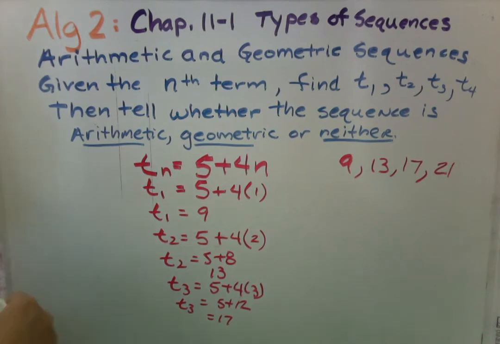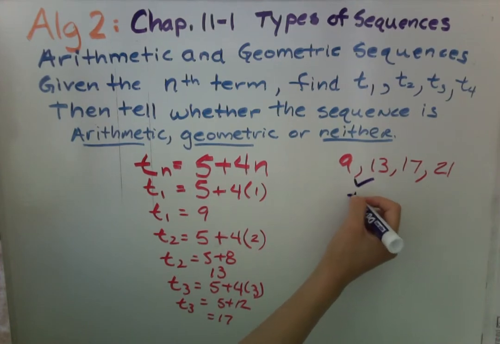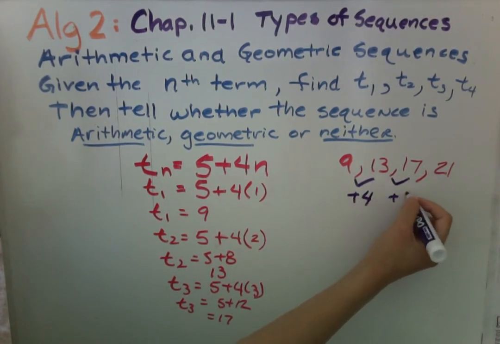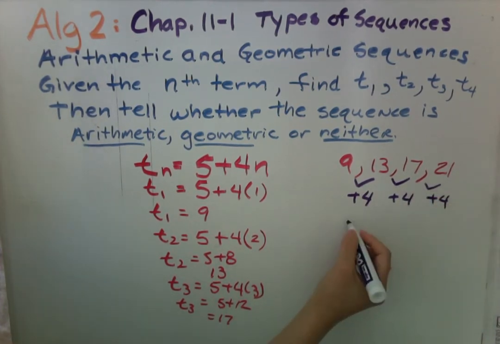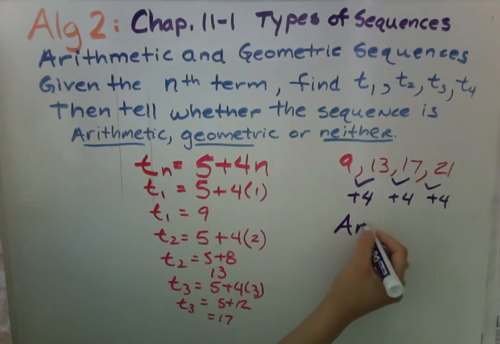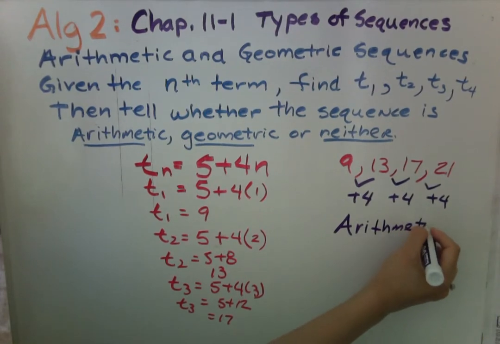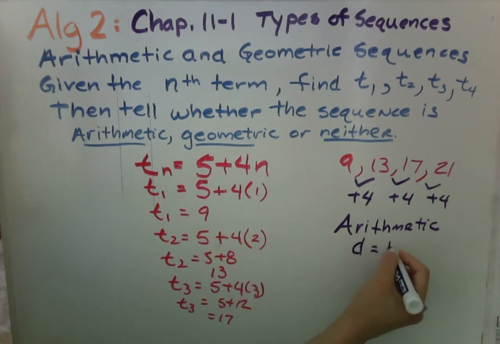So we test it. How did I get from 9 to 13? We added 4. 13 to 17, we added 4, and so forth. So this is an arithmetic sequence. And the common difference is a positive 4.